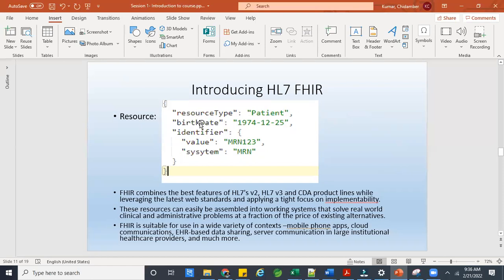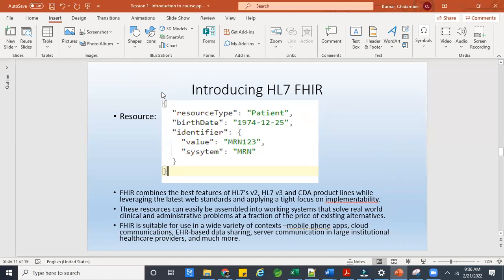These are the elements that FHIR defines. For example, what resource type it is, and this is the value for that. Then what is the birth date for a particular patient, and this is the birth date. And identifier. In identifier, there could be different elements inside. For example, the actual value. If you want to store the value of a passport, then the passport number would be here, and the system could be passport. In this case, MRN, the medical record number, is a unique ID that we have in healthcare to hold a particular patient's ID.